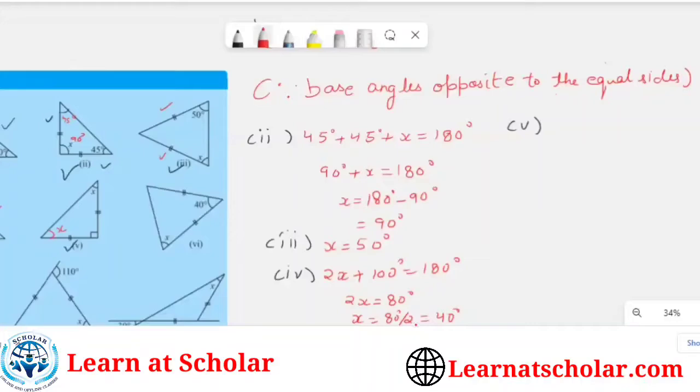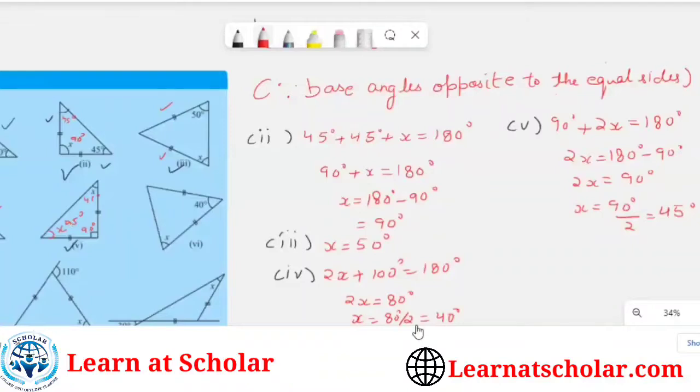In the fifth one, again two sides are equal. Two angles are of x and x, that means 2x. One angle is of 90 degree. So what we will do? We will again add, the sum is equal to 180 degree, and x is equal to 90 degree upon 2. That means the value of x is equal to 45 degree. The sixth one. Again isosceles triangle, two sides are equal, two angles are equal.